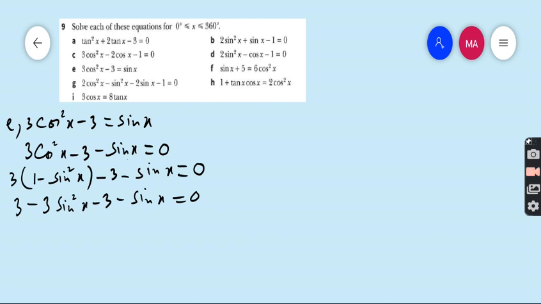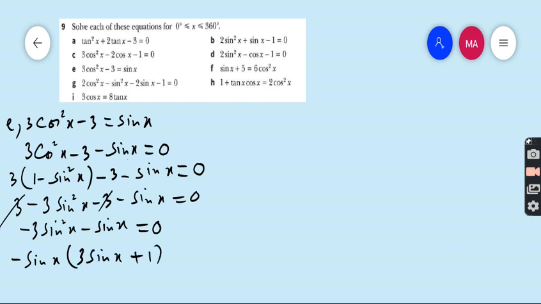So this 3 is cancelled by this minus 3. So minus 3 sin square x minus sin x is equal to 0. If we take minus sin x common from this equation, the remaining is 3 sin x plus 1 is equal to 0. This implies that minus sin x is equal to 0 and 3 sin x plus 1 is equal to 0.